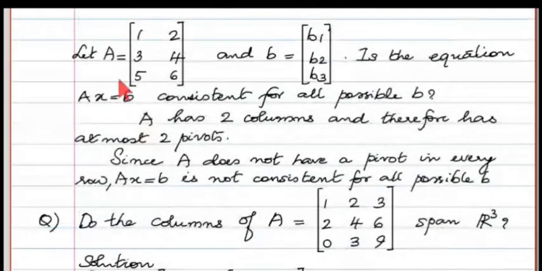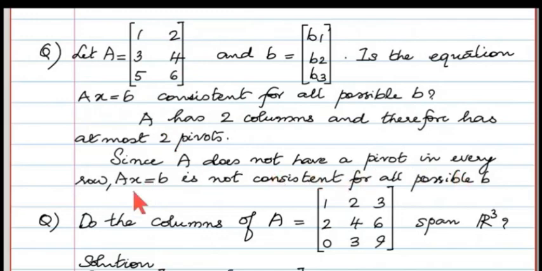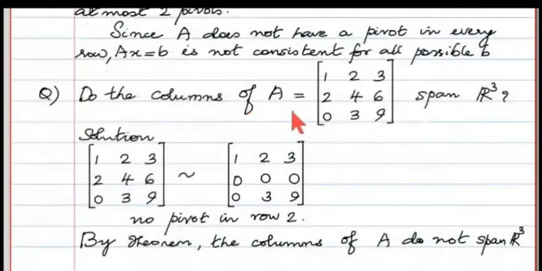One question. Let A equal to 1, 2, 3, 4, 5, 6 and b equal to b1, b2, b3. Is the equation Ax equal to b consistent for all b's? Actually, A has two columns, which means it has two pivots. So since A does not have a pivot in every row, Ax equal to b is not consistent for all possible b. Do the columns of A span R3? From this augmented matrix, we will get a reduced matrix like this. So here, there is no pivot in row 2, which means the columns do not span R3.